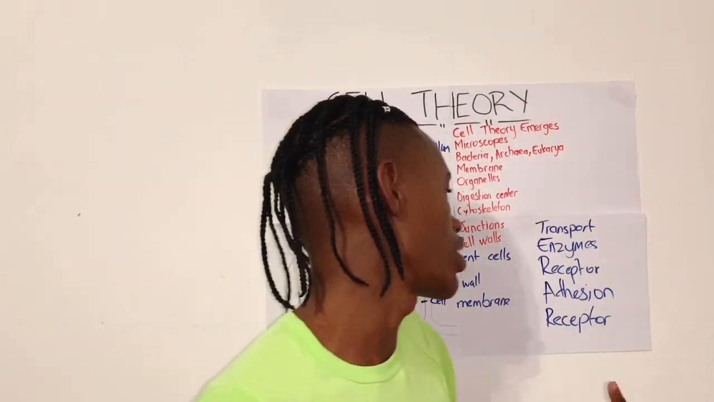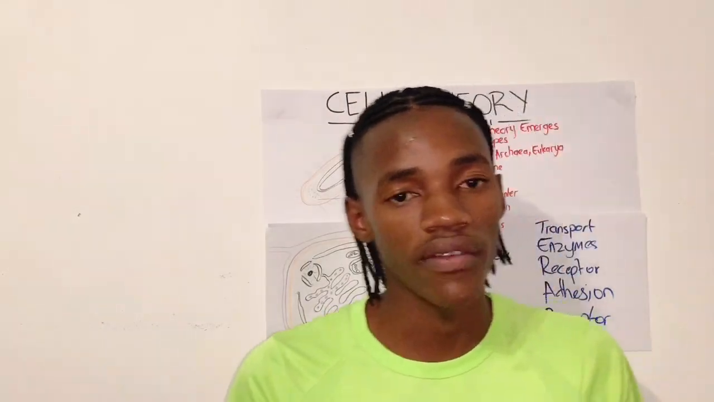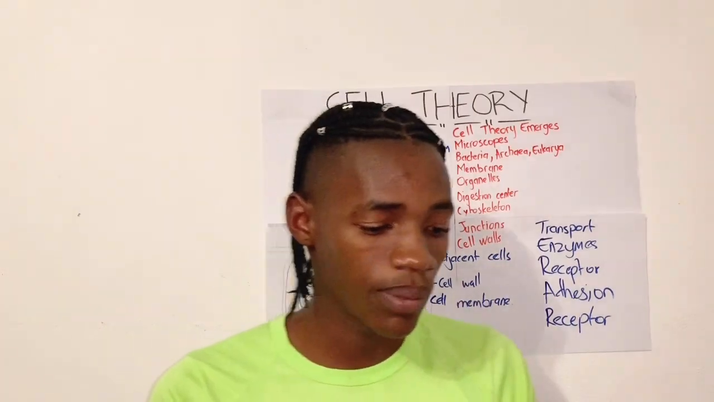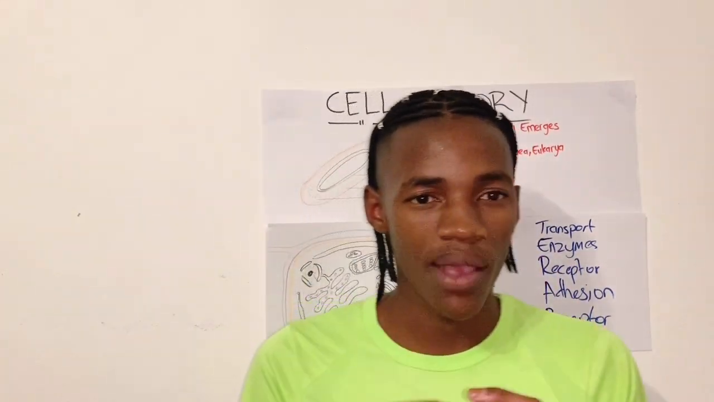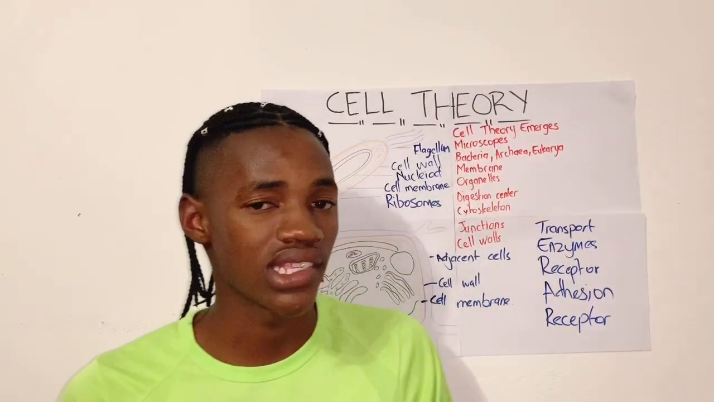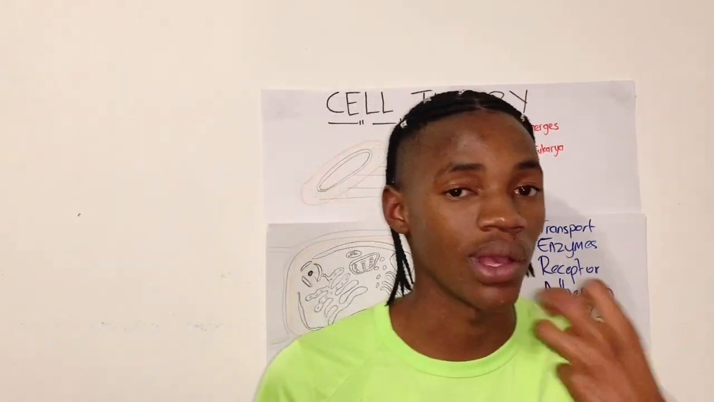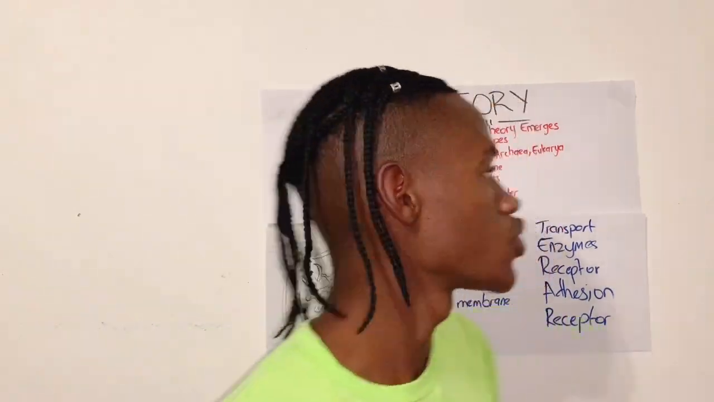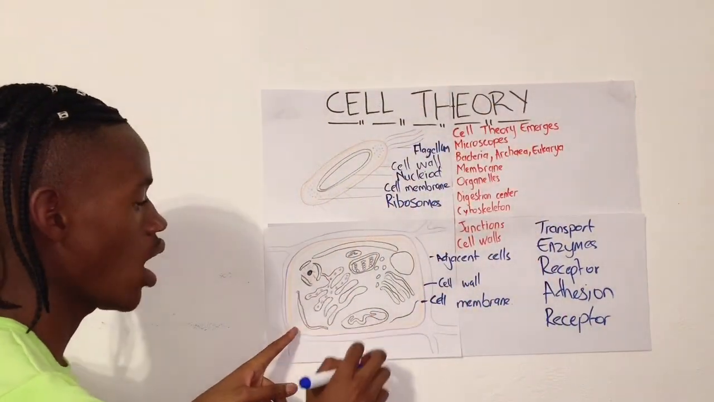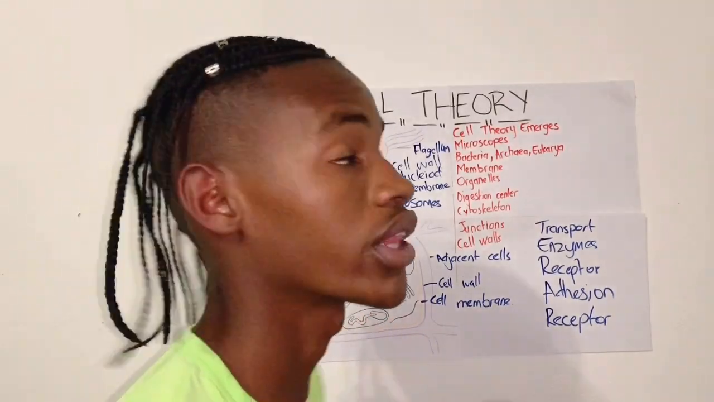And then we also have cell walls, which are found in plant cells, not in animal cells. And like I explained, cell walls help keep the plant together, give it its shape, and prevent the plant from bursting if it was to absorb too much water. And then two special mentions are the mitochondria and the chloroplast.